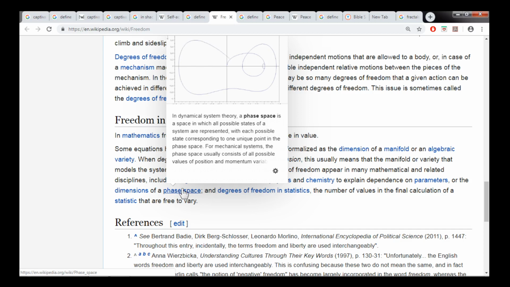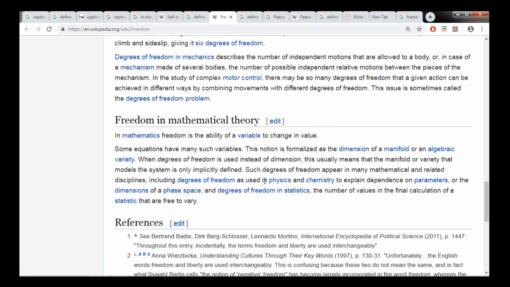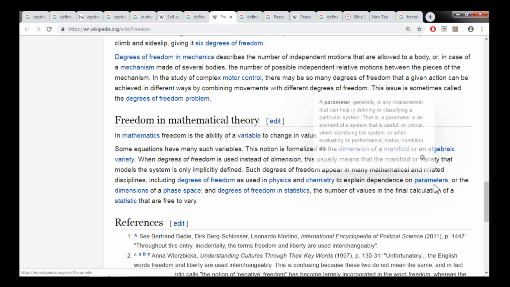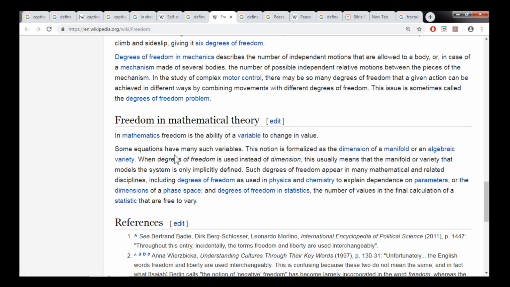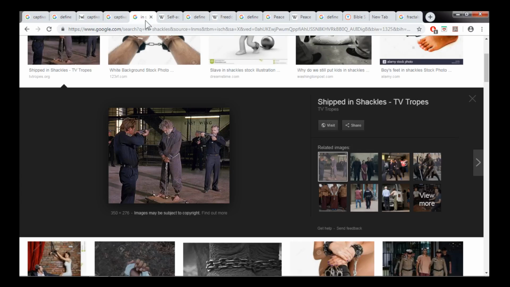Oh, look at this, phase space. Oh, phase space. Just so random. Degrees of freedom in physics and chemistry to explain the dependence of parameters. So freedom means dependence. Oh, amazing. So just bashing you, just wordsmithing you. Right, because what is going on truly in the shackles, right?